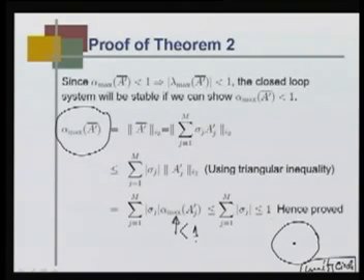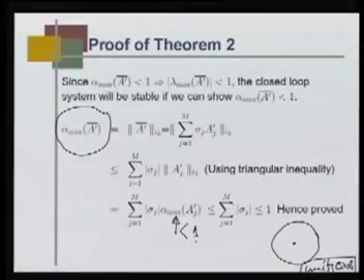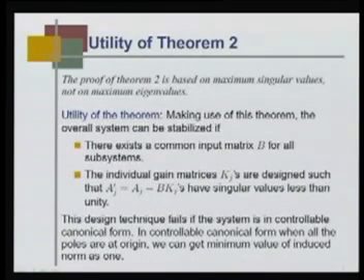So what we said in this theorem is that if my individual subsystems in the closed loop form A j dash have a maximum singular value less than 1, then the overall closed loop system matrix A bar will also have a singular value less than 1, implying that this system is stable. Now, utility of theorem 2. The proof of theorem 2 is based on maximum singular values, not on maximum eigenvalues.